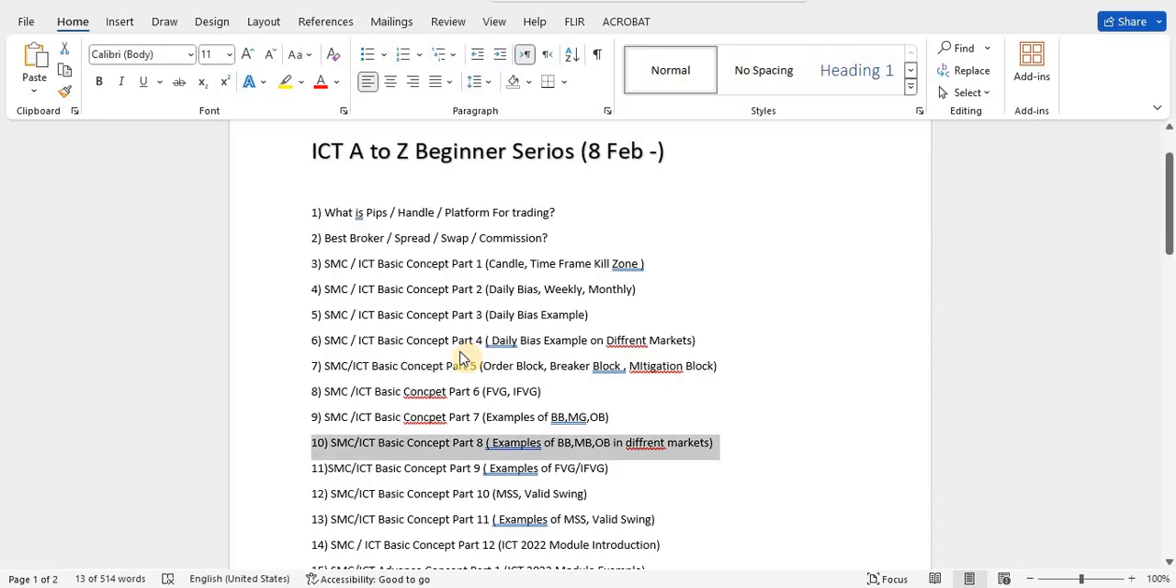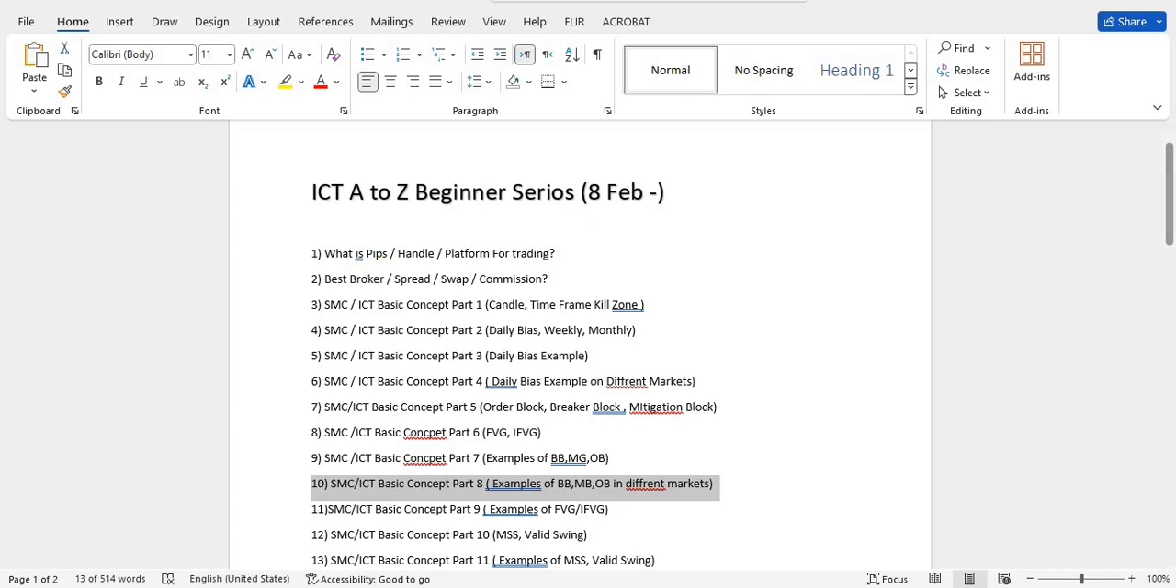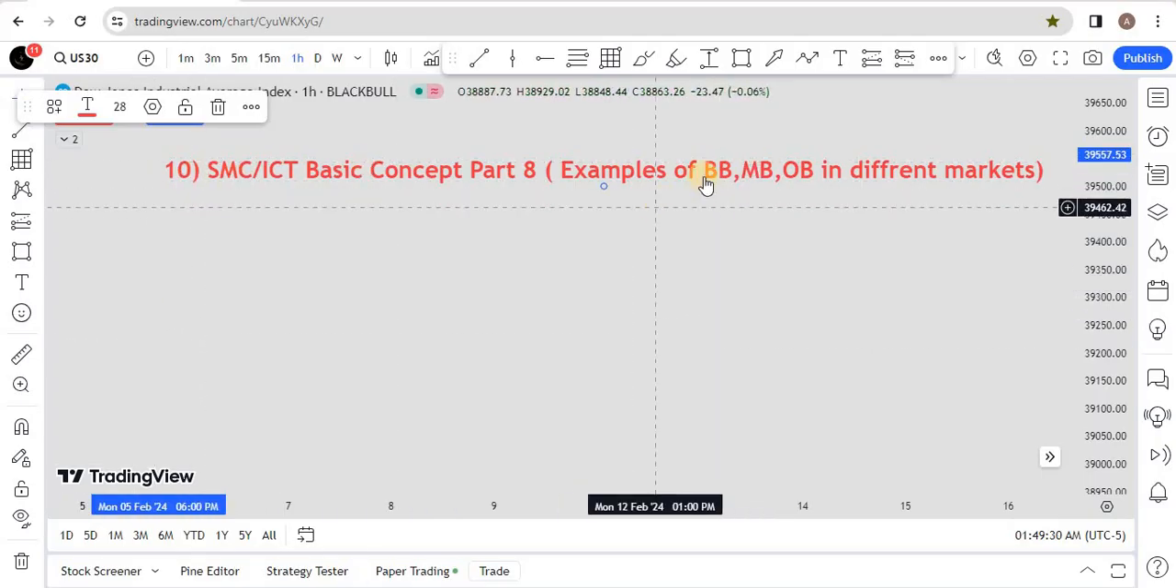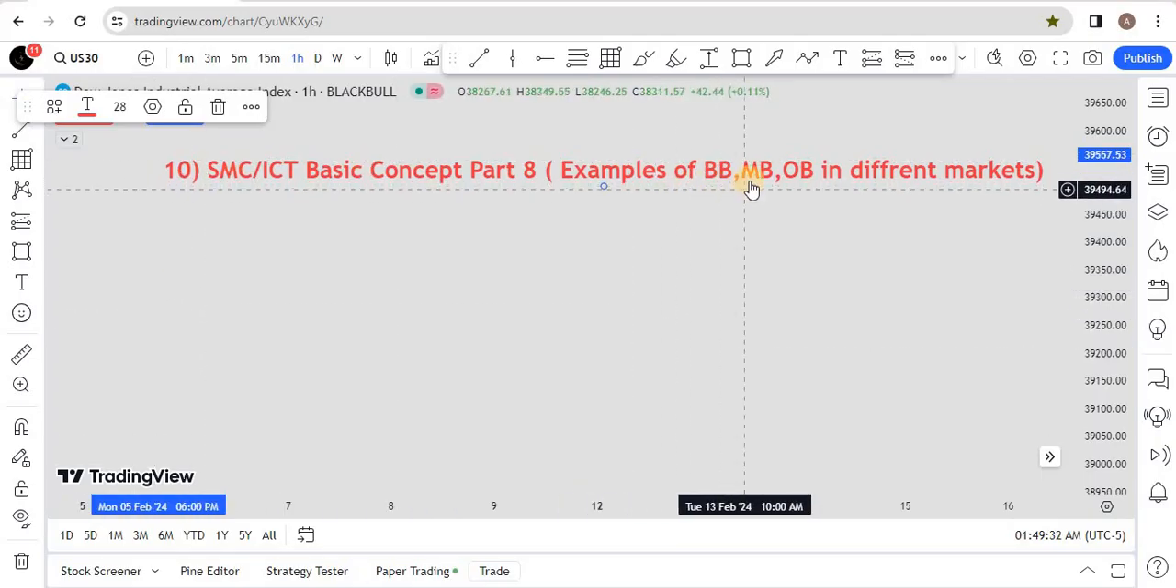Today we have lecture 10 of the ICT A to Z beginner series. Today I am going to show you examples of breaker block, mitigation block, and order block in US30.